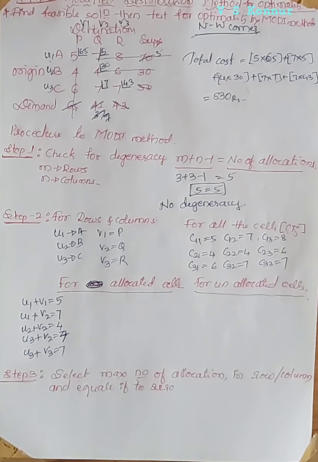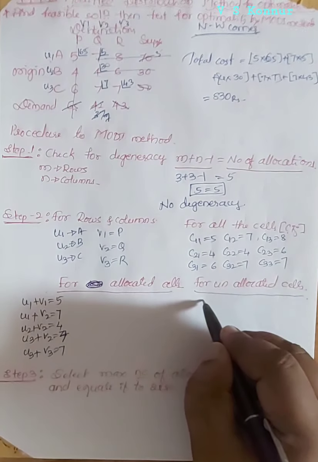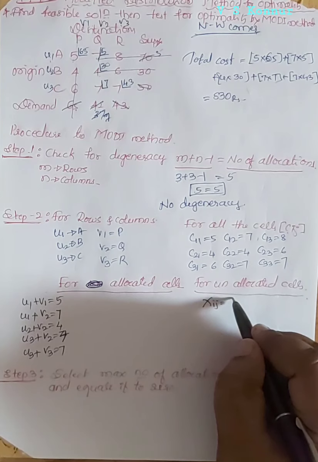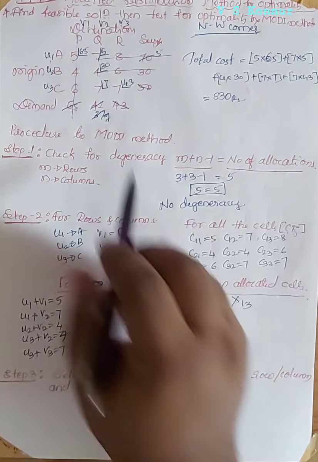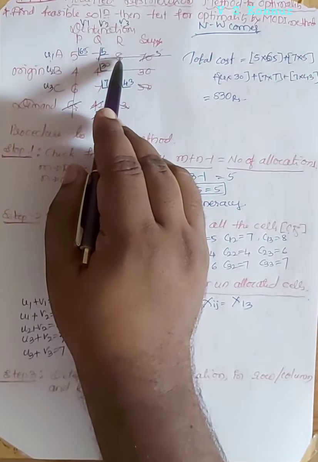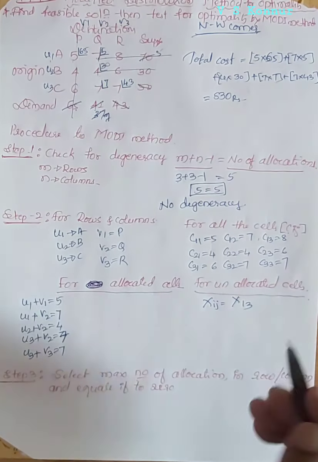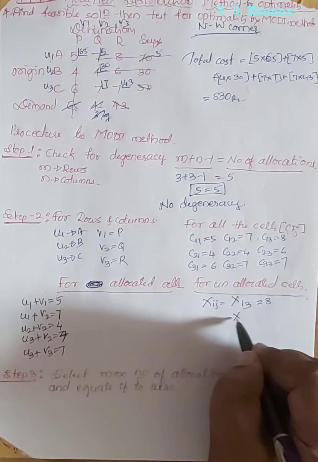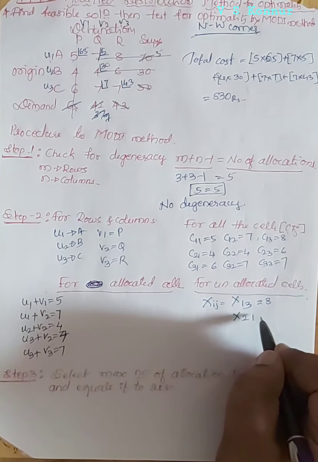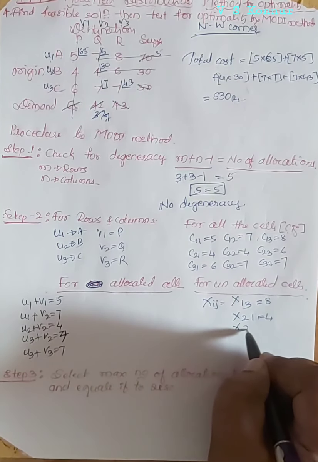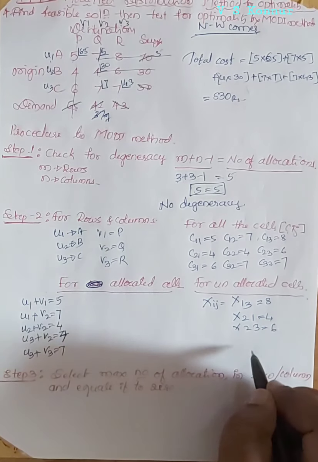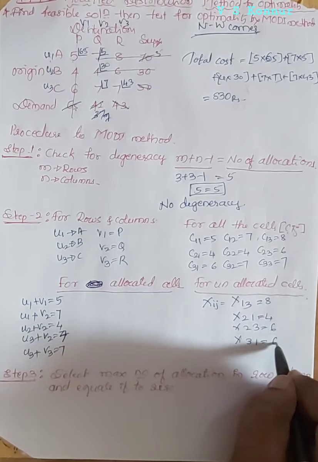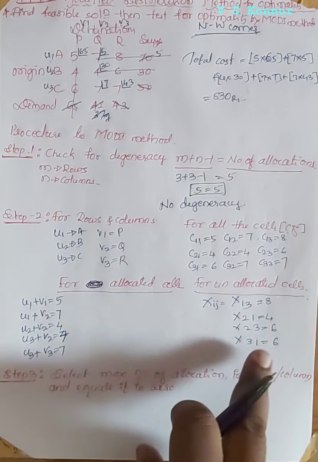Now these are for the allocated cells. For the unallocated cells, indicated by Xij, the first unallocated is X13, which is equal to 8. Next unallocated, X21, is equal to 4. X23 is equal to 6. Next, X31 is equal to 6. So these are for the unallocated cells.